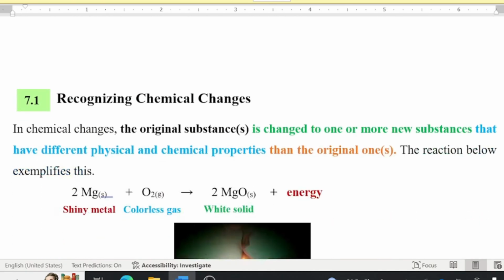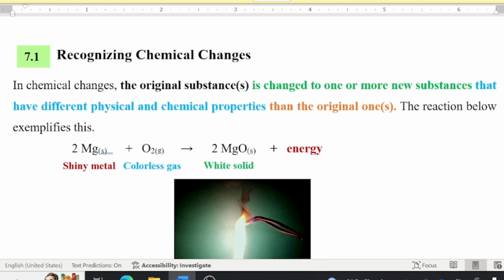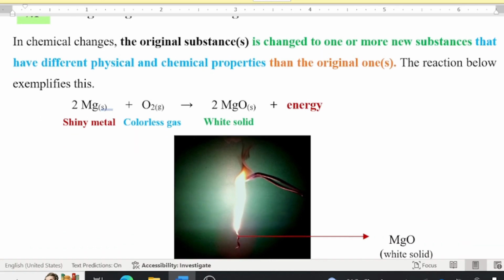So now we're going to go to how we recognize chemical changes. In chemical changes, the original substance is changed to one or more new substances that have different physical and chemical properties than the original one or ones.